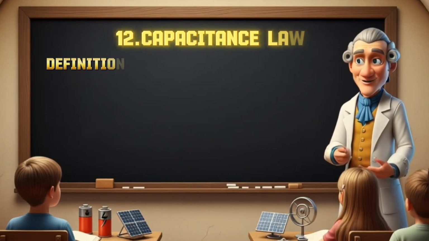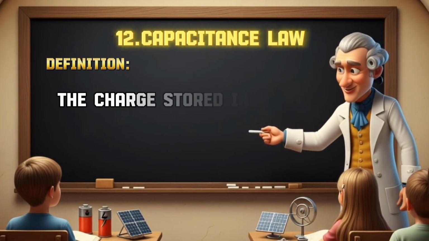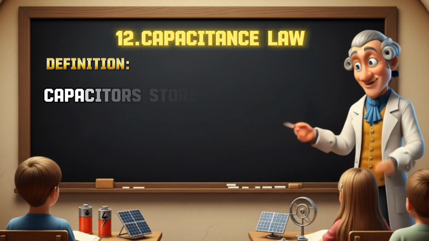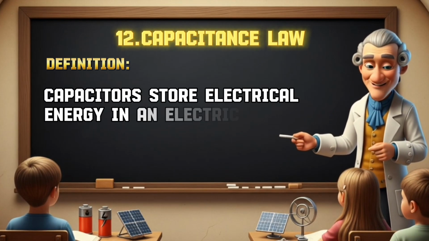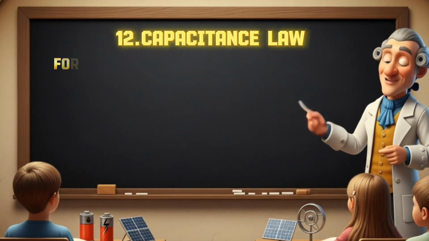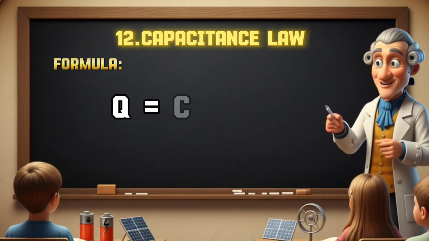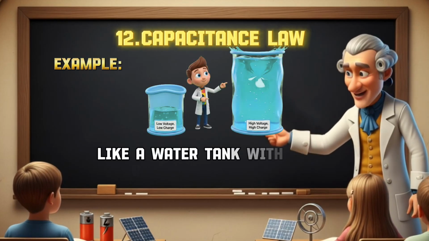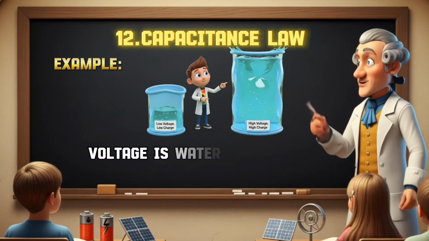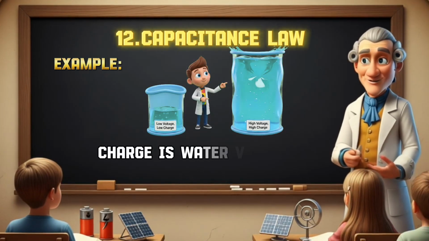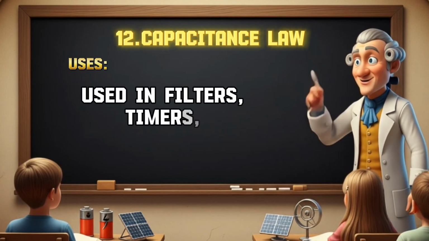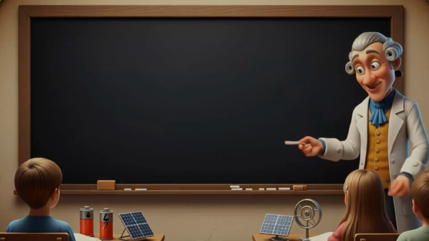Capacitance law. Definition. The charge stored in a capacitor is proportional to the voltage across it. Capacitors store electrical energy in an electric field. Formula. Q equals C times V. Example. Like a water tank with rubber walls, voltage is water pressure, charge is water volume. Uses. Used in filters, timers, signal smoothing.